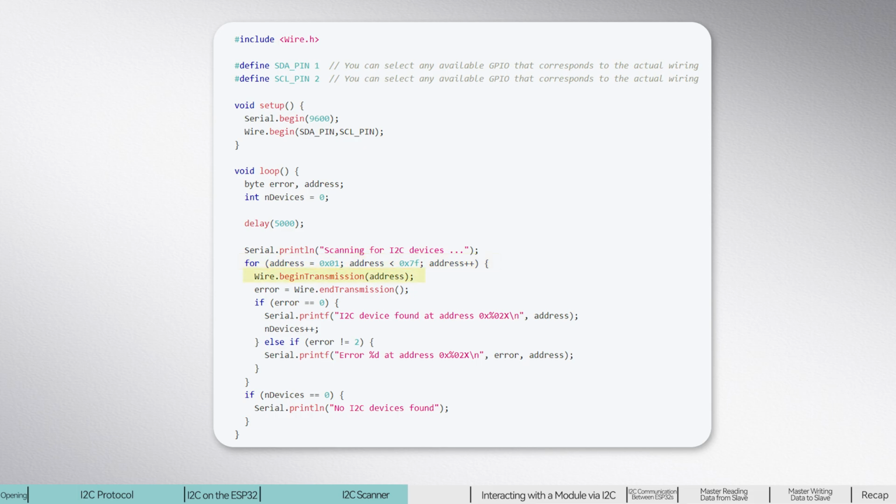Inside the loop, Wire.beginTransmission attempts to initiate communication as a master with the currently iterated address. Then, Wire.endTransmission ends this attempt and returns a status code. If it returns 0, it means success, indicating that there is a device at that address responding. Then, use Serial.printf to print its address.